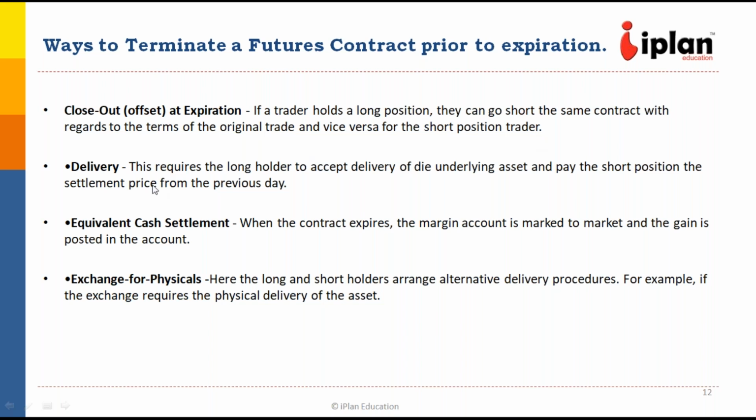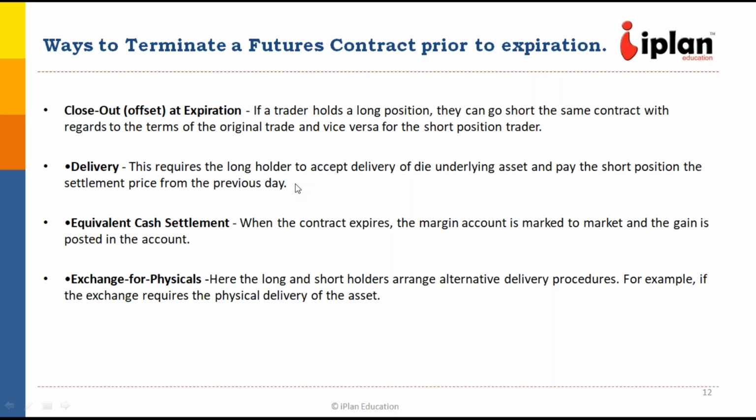The second way to settle requires a long trader to accept delivery of the underlying asset. What? Delivery of the underlying asset. And pay the short position the settlement price for the previous day. So in this, basically, you are accepting the delivery of the underlying asset, which means you tell the exchange that you want the full delivery of the asset.